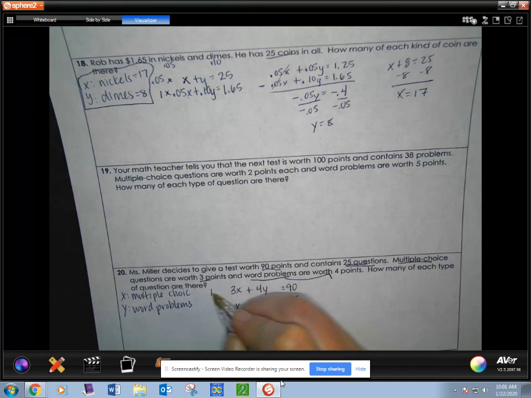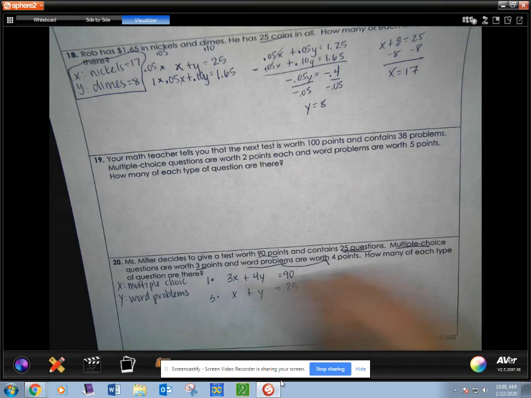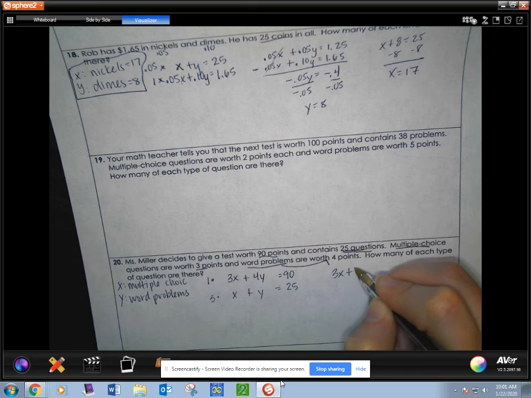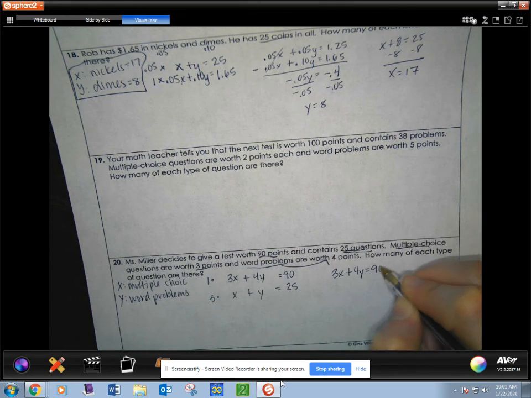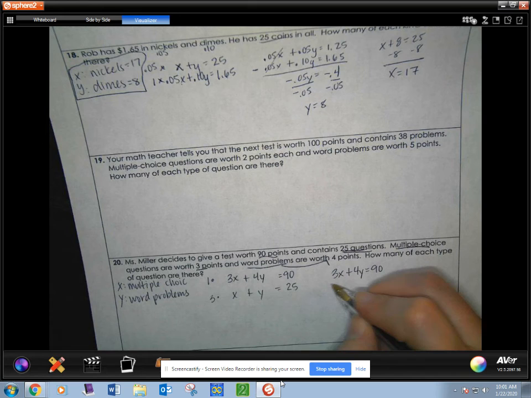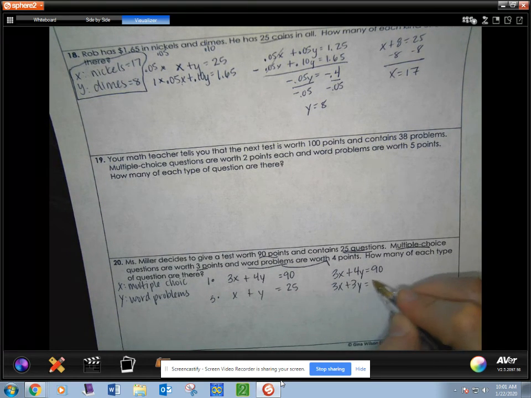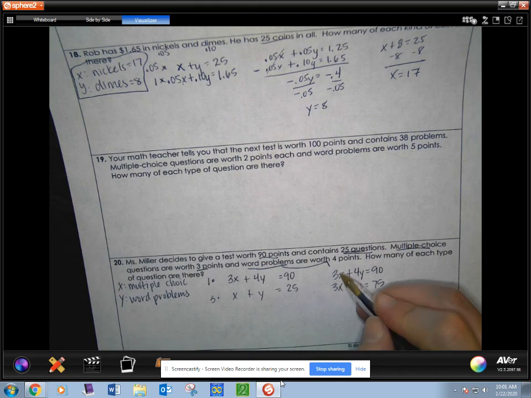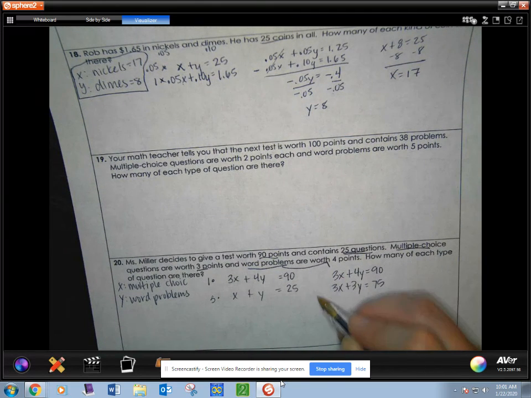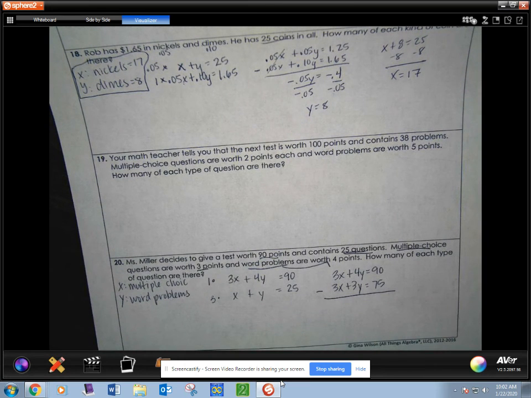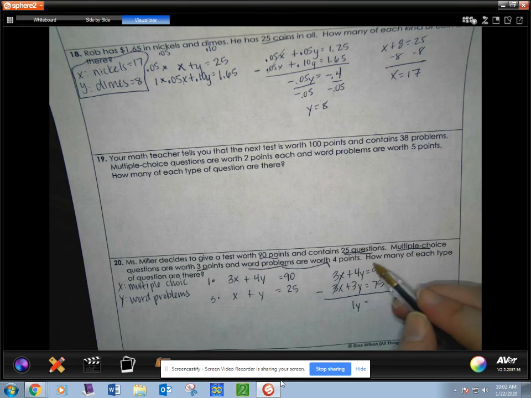We're going to multiply the top one by 1 and the bottom one by 3 because I just switched my two numbers. So 1 times 3x is 3x, 1 times 4y is 4y, and 1 times 90 is 90. 3 times x is 3x, 3 times y is 3y, and 3 times 25 is 75. Now my x's are the same, but in order to get them to become 0, we have to subtract. If we add, that becomes 6, so I don't want to add. So that cancels, and 4 minus 3 is 1y, and 90 minus 75 would be 15.